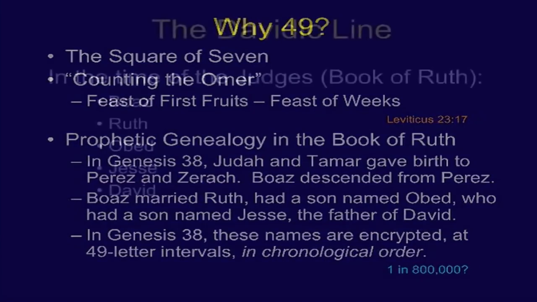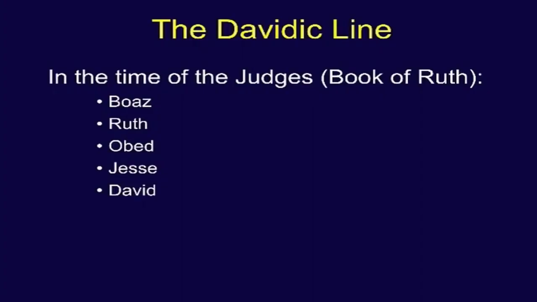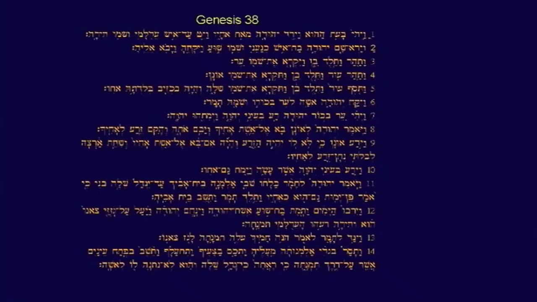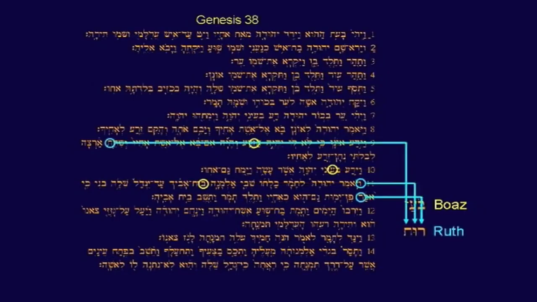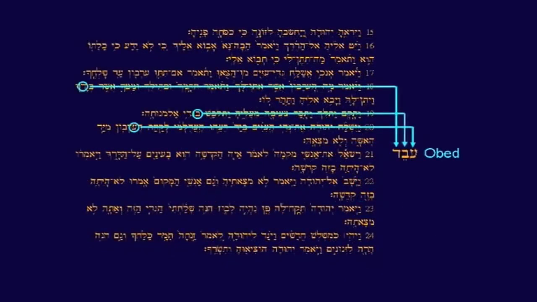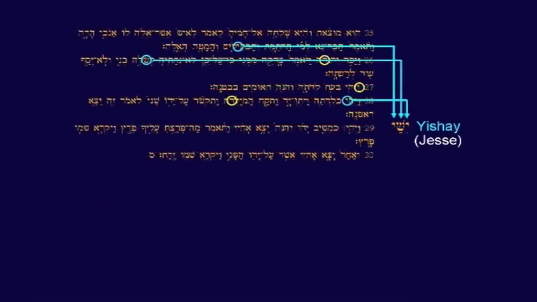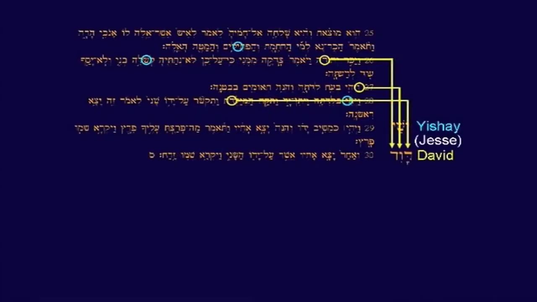in chronological order. Bear in mind, in the book of Ruth, which is the time of the Judges, it mentions Boaz, Ruth, Obed, Jesse, David. Fine. But that's not even until Samuel. We haven't got to the monarchy yet. But go back to the books of Moses, in Genesis 38, you can find the 3 letters that make up the name of Boaz at 49 letter intervals. You continue the 49 letter intervals, you find you have Ruth in 49 letter intervals. Continuing in that passage, 49 letter intervals, you have Obed, and then you have Yishai, or Jesse, as we would call it, and then you have, at 49 letter intervals, the name of David.